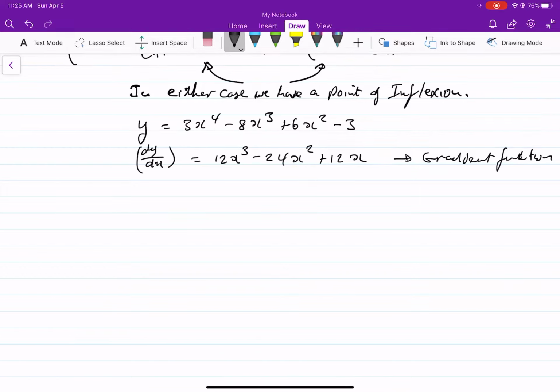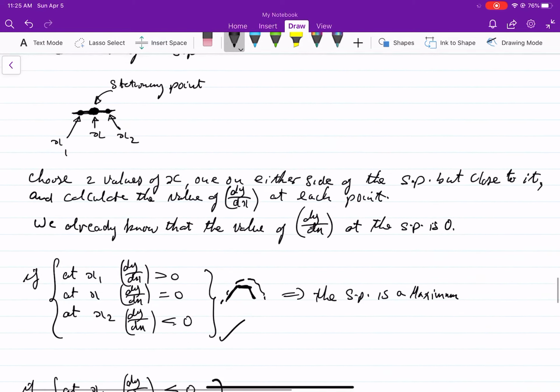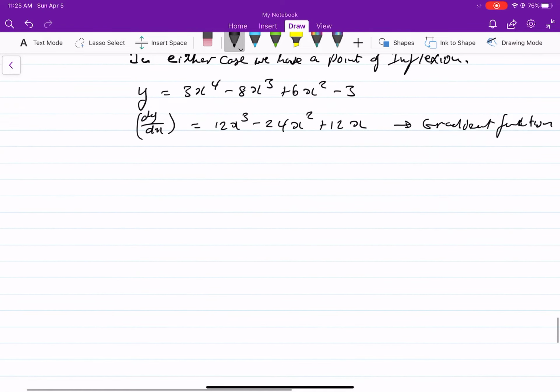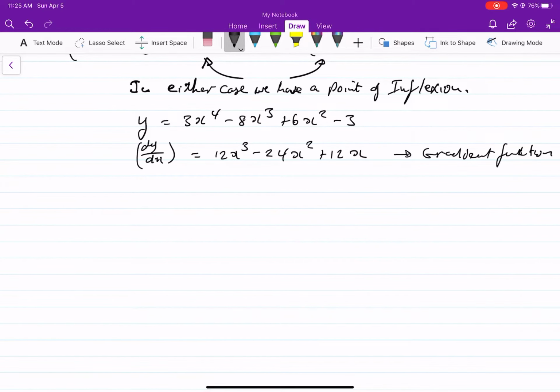Any value of x we plug into that gradient function, we get the gradient at that point. Now you remember we already have the stationary point that I'm interested in. The coordinates of that stationary point were 1 and minus 2. Stationary point, 1 and minus 2. And the second derivative test was unable to tell us what type of stationary point it is.